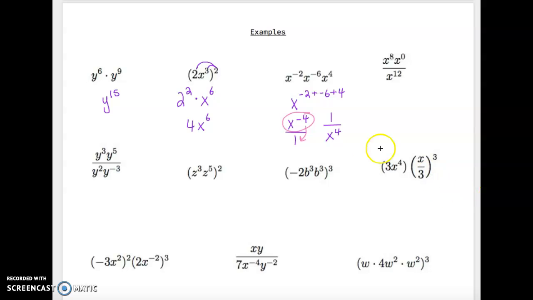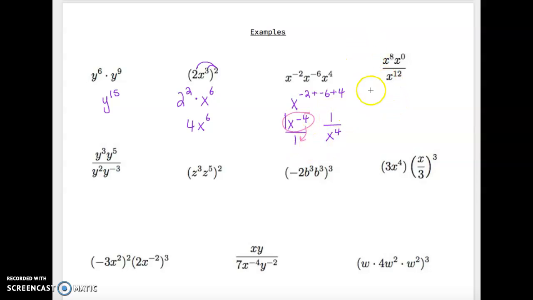This 1 on top comes from the fact that secretly there's always a 1 multiplying these pieces, right? There's a 1 multiplying up here. That could stick a times 1 out front here. So when I move the x to the -4th down to the bottom, there's still a 1 in the numerator, okay?